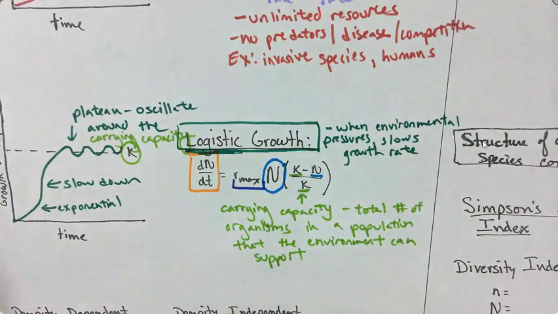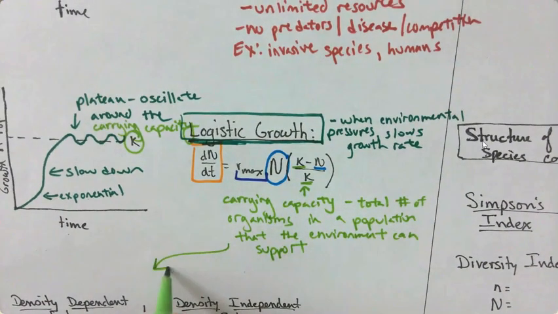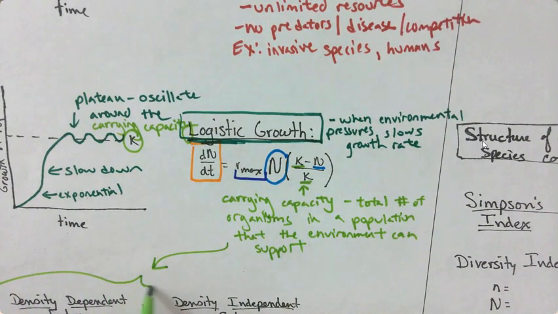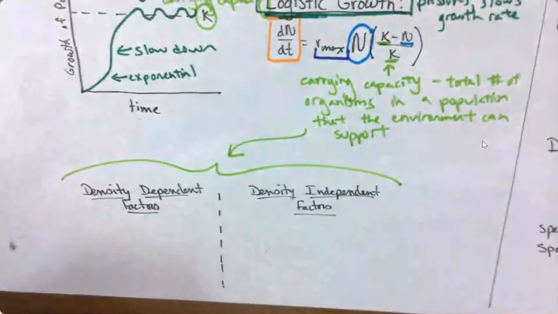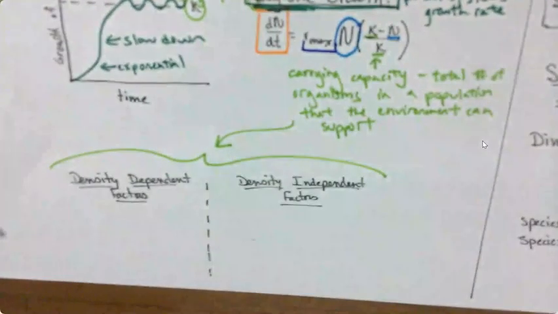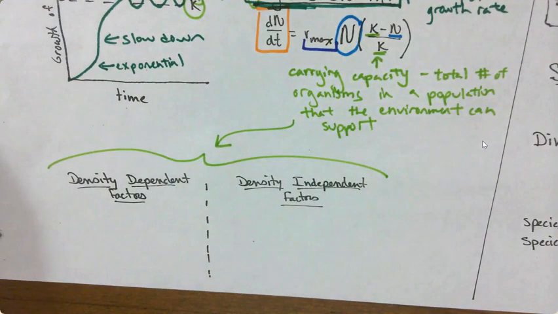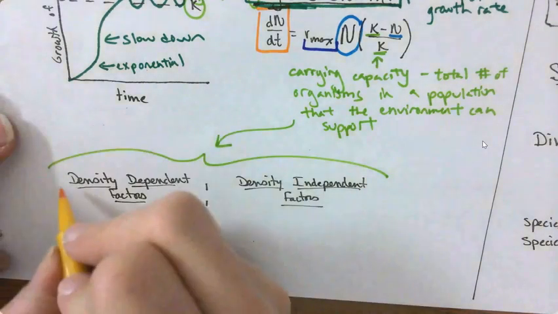And there are things that affect carrying capacity, and we're going to look at two of them right here. These are things that can impact carrying capacity. These are the environmental pressures we've been talking about. The first are density-dependent factors. These are factors that are impacted by density.